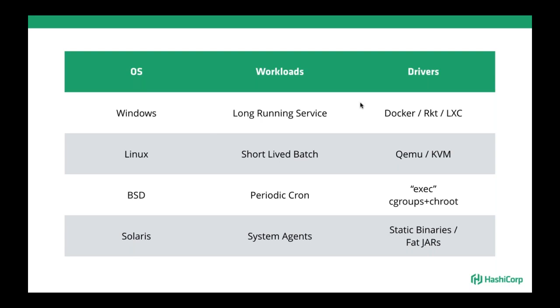And then on the workload side, there's many different types of workload. You might have a long-running service like a web server or an API server. You may have short-lived batch work that just needs to run to completion and exit. There may be periodic jobs, so maybe a weekly or monthly billing roll-up. And then there's system agents, so maybe a monitoring or logging agent that's supposed to run on every machine in the fleet.